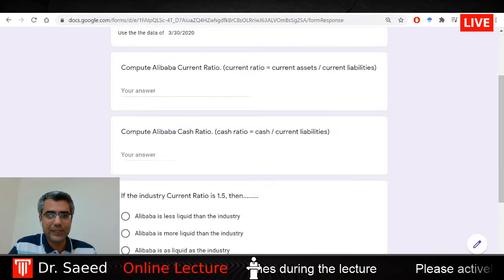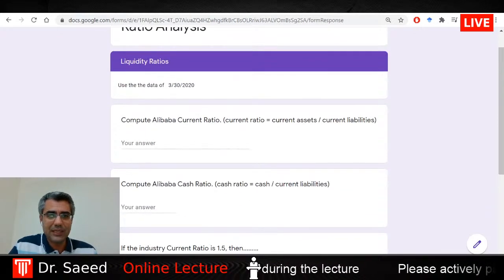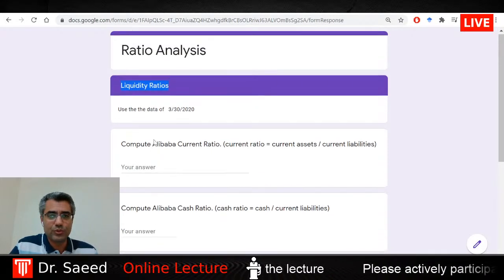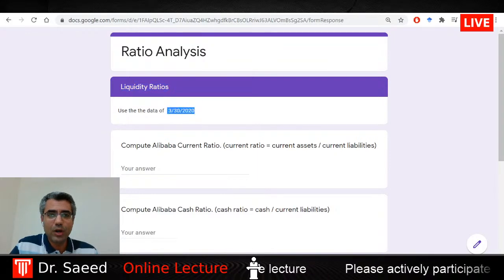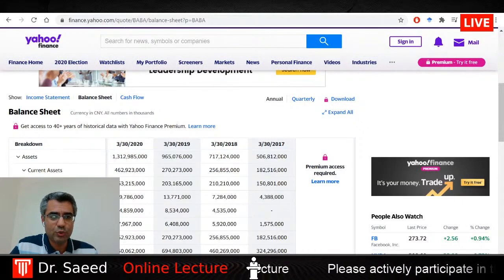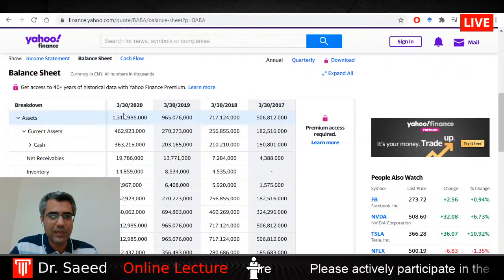So when you fill out, you will get the form. Here you can see I asked you to compute the liquidity ratios using March 2020. So for March 2020, we will be using this column, this column.